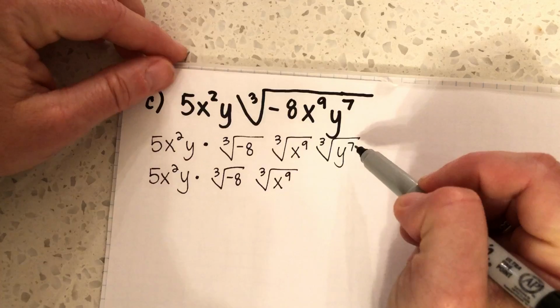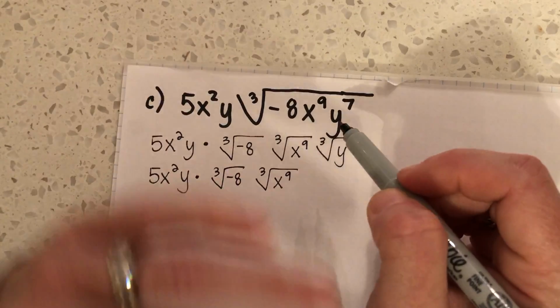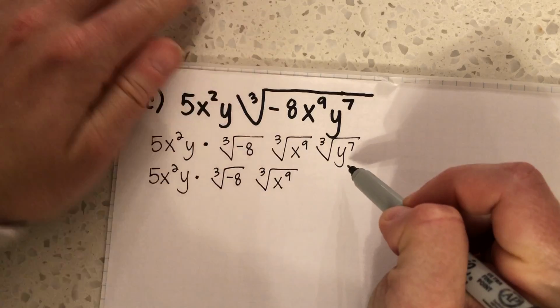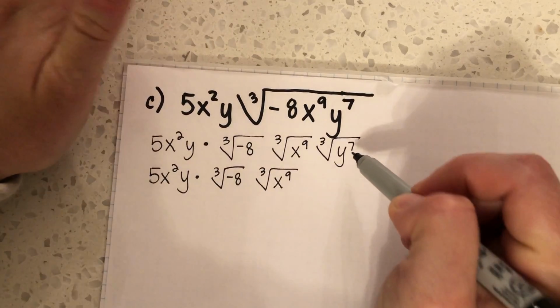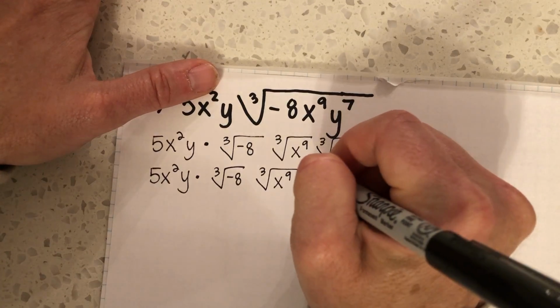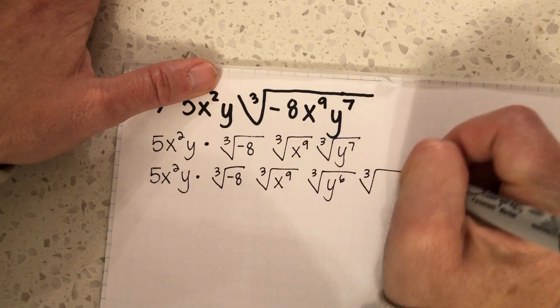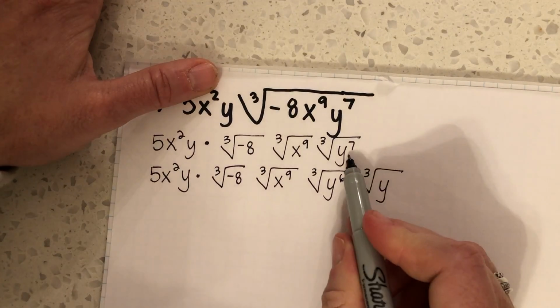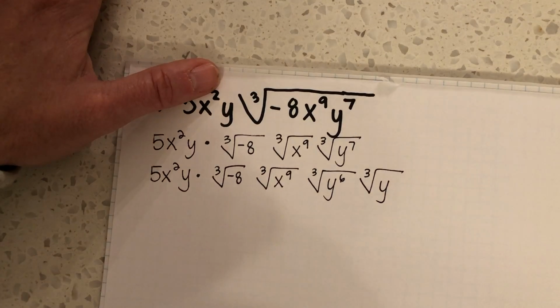All right, the third root of y to the 7th. Does 7 divide by 3? No. So we're going to have to split this one up. If we can, what's the closest number to 7 without going over that will divide by 3? 6. So we're going to break it up into the third root of y to the 6 times the third root of how many y's are left over to get back to 7. Well, 6 and 1 would get you 7, so just 1 y is left.